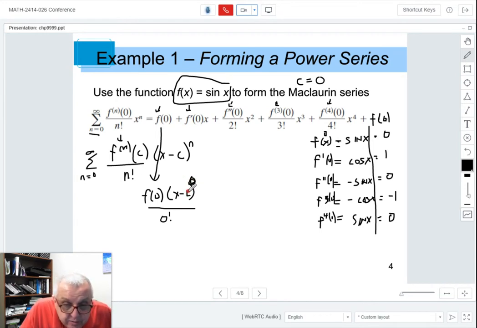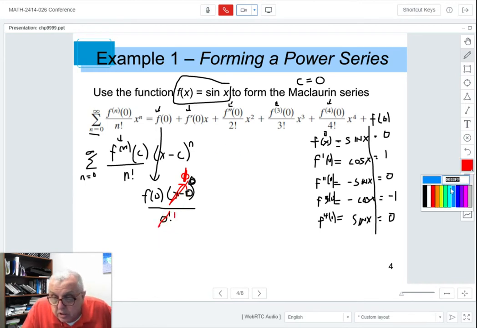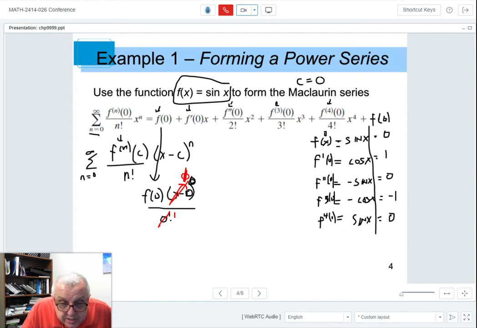By the way, c is 0 in our case. We can put a 0 here. X minus 0 to the 0 power is going to be 1. Anything to the 0 power changes to 1, and 0 factorial is 1. So when we simplify all this, we're just dealing with f to the 0 power, just like we have up here.